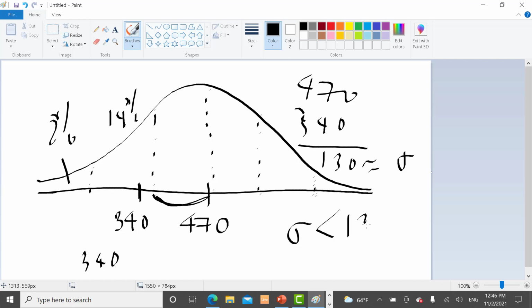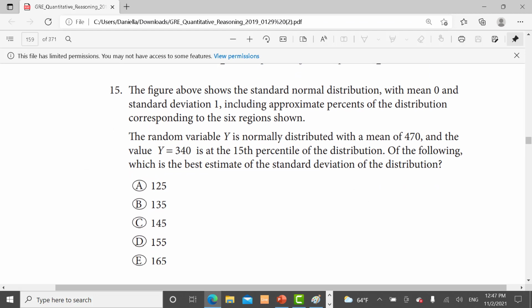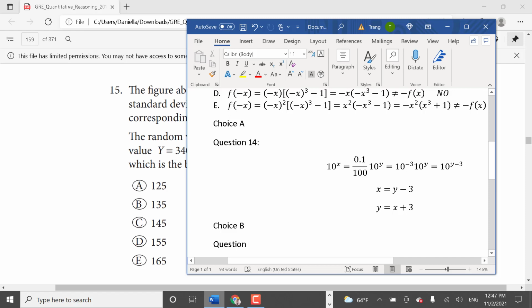Sigma should be less than 130, because 340 is the 15th percentile, and the sum of these two shaded areas is 15%. So that's why 340 is less than 470 minus 1 sigma. So sigma should be less than 130. And from here, if we look at all the choices, A is the only correct answer, 125. So we go for choice A.